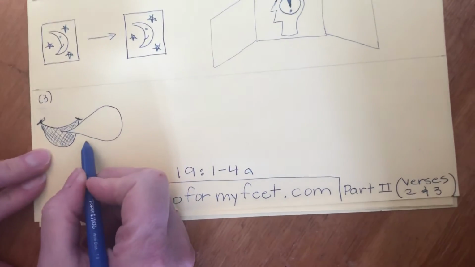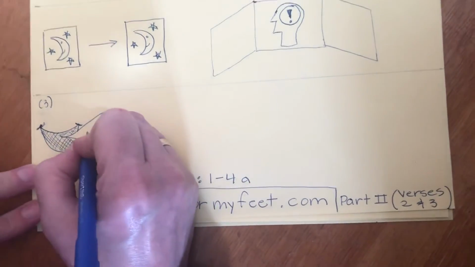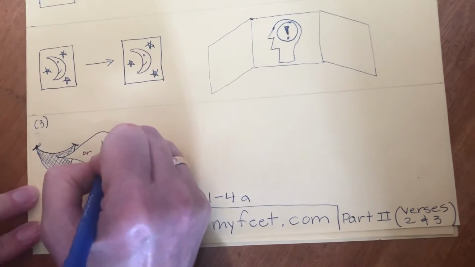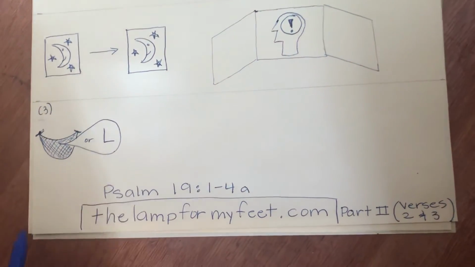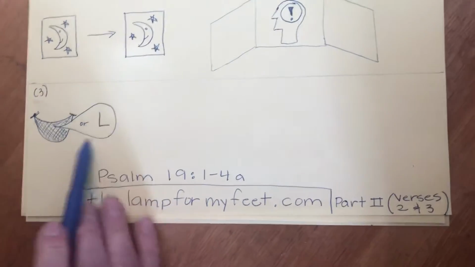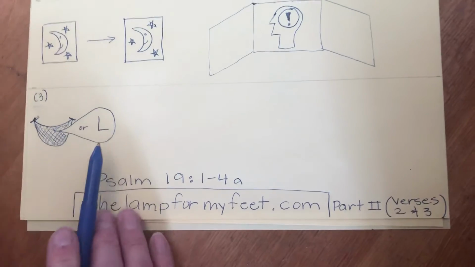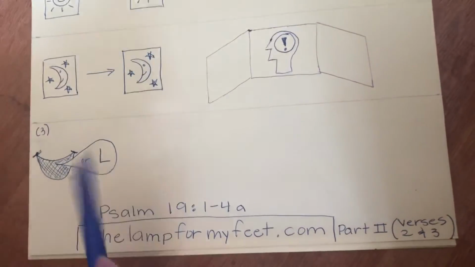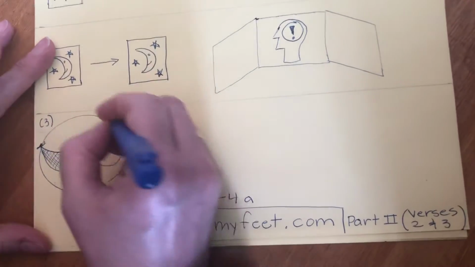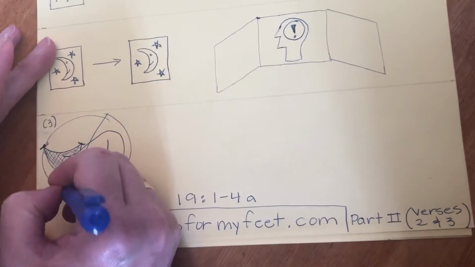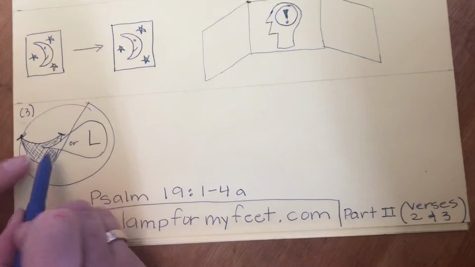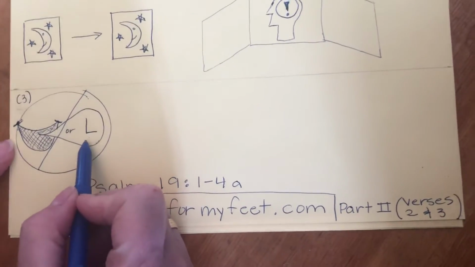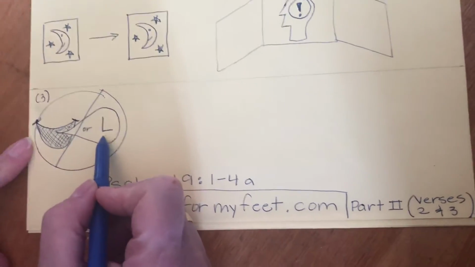So there is no speech or language. Let's do an L for language because that relates to speech and that keeps this compact. But it says there's no speech or language. So we do the international symbol for no. There is no speech or language where their voice is not heard.